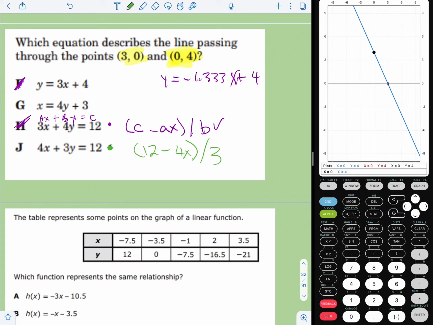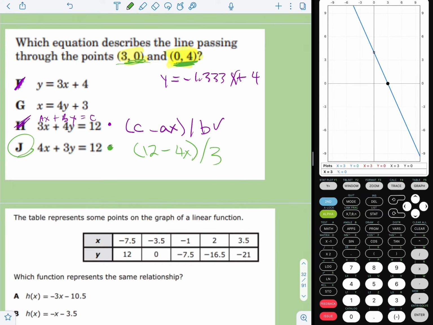What that means is that's a point on the line. So we're already getting started because (0, 4) is what we want, the equation that goes through that point. But we do need to check to make sure (3, 0) is on this line. So press trace, and then click the right arrow. All right, there we are. That black dot is on the x-axis, and x is 3 when y1 is 0. So we know that this point is also on the line. So our answer is J.